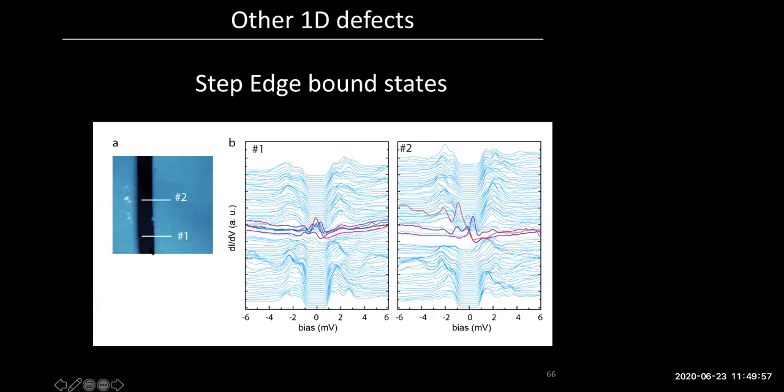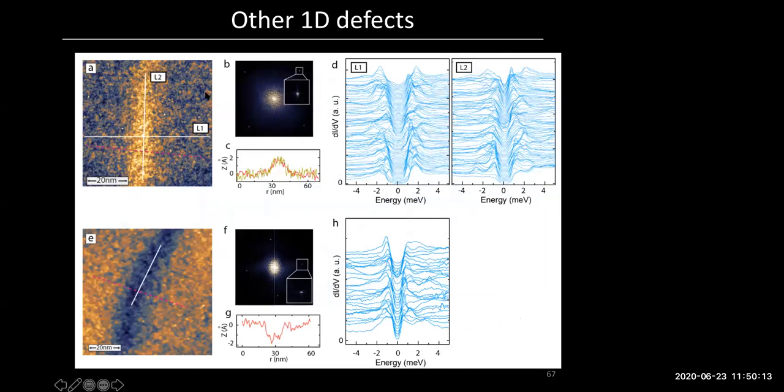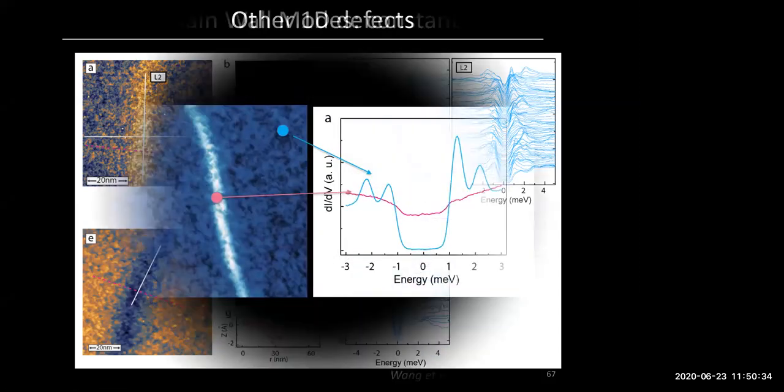How about a step edge? If you take spectra along this line or this line, you see that far away you see the nice superconducting gap, but right next to the step edge, you see peaks in the density of states inside the superconducting gap. We've also found other kinds of 1D defects in the system which don't show this pi phase shift. If you take line cuts across these kinds of defects, what you find is a narrowing of the superconducting gap. The gap actually gets smaller. So this is the phenomenology. Essentially, you either see peaks or you see a narrowing of the superconducting gap.